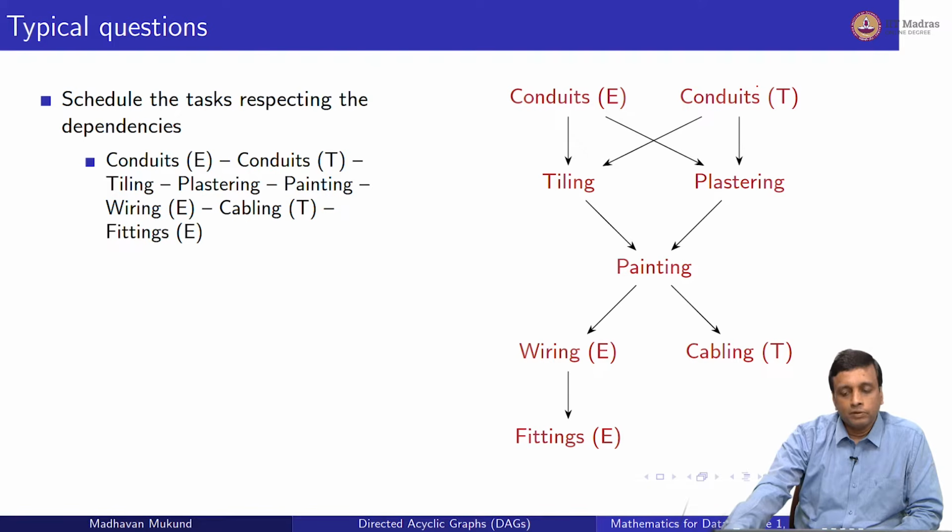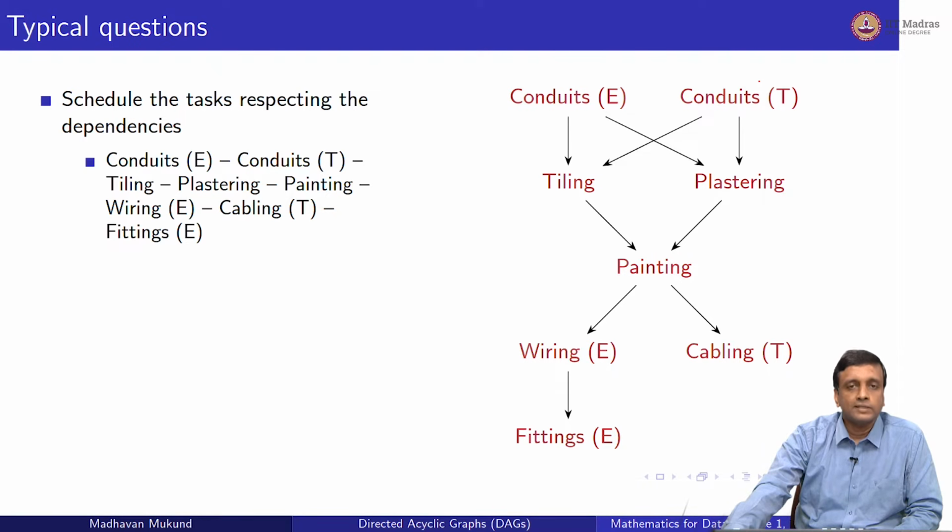So here is a possible way of doing it. We start with things which don't have any dependencies. The conduits can be laid right at the beginning. Once they are both done, we can do tiling and then plastering. Then once both of these are done, we can do painting. And then we can do the wiring, first the electrical wiring, then the telecom cabling, and finally we can put the electrical fitting. So this is a sequence in which we can complete these tasks, so that whenever we come up to take up a task, all the tasks which needed to be done before that are already done.